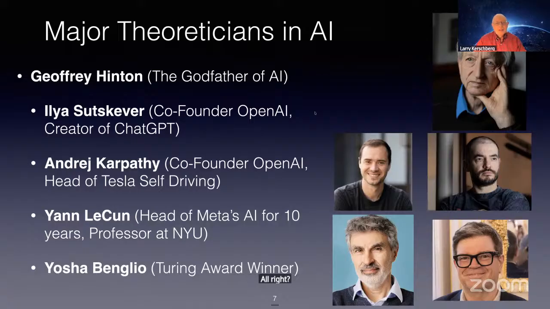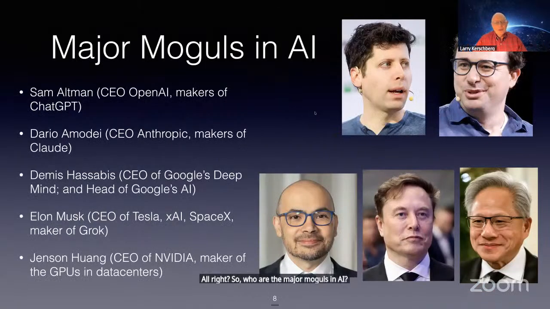All right. So who are the major moguls in AI? Well, we have Sam Altman here, CEO of OpenAI and makers of ChatGPT. We have Dario Amodei, who is the CEO of Anthropic, the makers of Claude. We have Demis Hassabis, who is the CEO of Google DeepMind in England, but he's also head of all of Google's AI effort. And he's a knight. And if you haven't seen DeepMind's AlphaGo and the protein folding problem, which they solved, you should actually see them, look them up on YouTube.